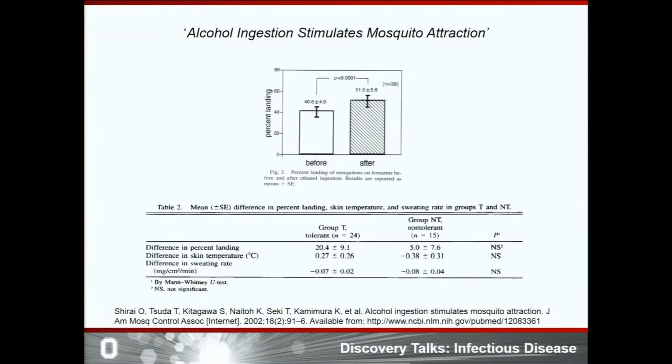The researchers then split the participants into 2 groups. One group were alcohol tolerant, or consumed alcohol frequently or excessively, and the other group were people who rarely ever drank, if at all. And they found that those who were alcohol tolerant were more attractive to mosquitoes and had more mosquitoes landing on them. So for some reason, mosquitoes are more attracted to those who drink alcohol more frequently, as opposed to people who rarely drink.